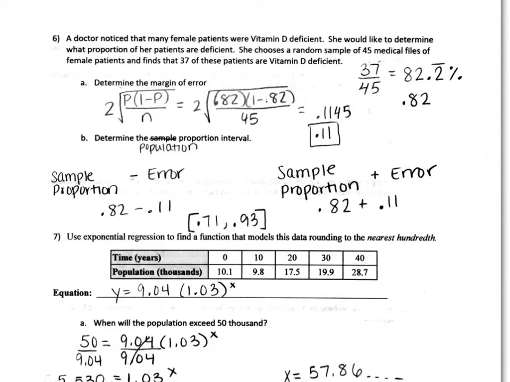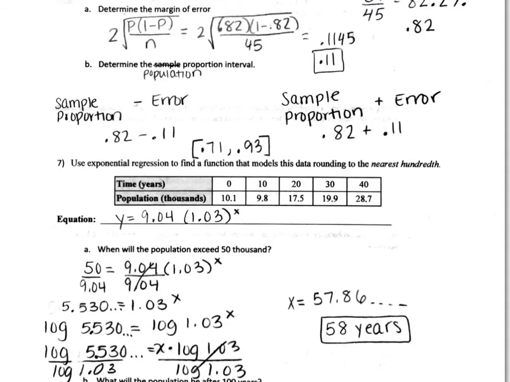So if we want to find the interval in which the population proportion would exist, where all of her patients we could find out who are deficient, we just take the sample proportion and subtract the error, and take the sample proportion and add the error. So the sample proportion is 0.82 in both cases, and subtract and add 0.11, and we get that our population interval should be between 0.71 and 0.93. So about 71% to 93% is where the population proportion would lie. And that's it. Okay, let's move on to question number 7.